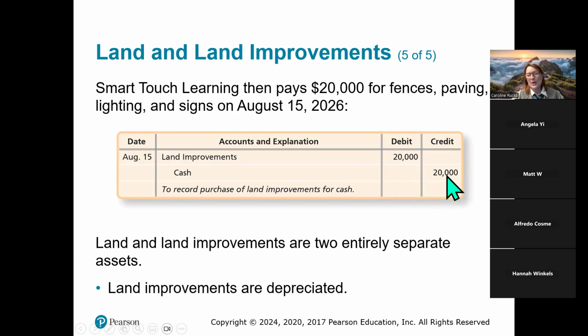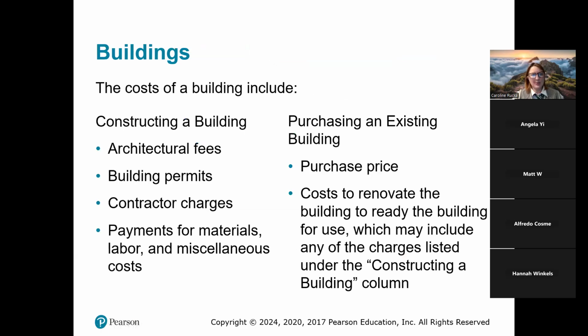So this is a situation where we bought an asset for cash. We're just trading one asset type for another. Right? Land and land improvements are two entirely separate assets, and our land improvements are going to be depreciated. So we'll get back to depreciation in a minute, but for now, let's move on to buildings.